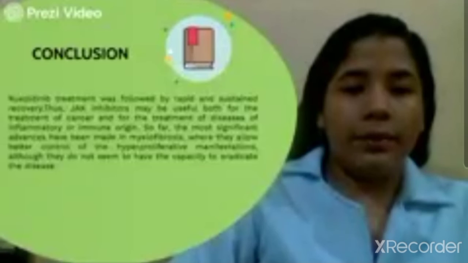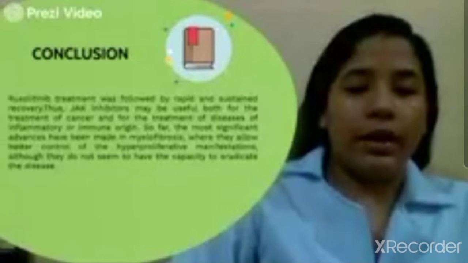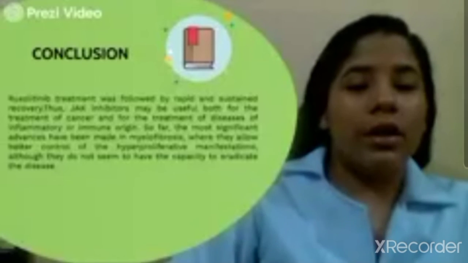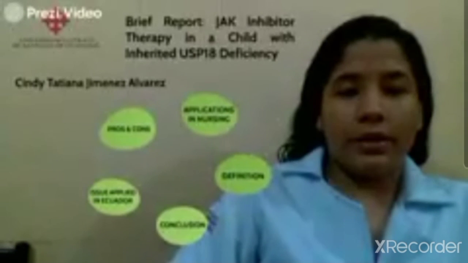Conclusion. Ruxolitinib treatment was followed by rapid and sustained recovery. JAK inhibitors have been made available for the treatment of cancer and the treatment of inflammatory or immune-mediated disease. The most significant approval has been for myelofibrosis, where they also give better control of the hyperproliferative manifestations, although they do not seem to have the capacity to eradicate the disease. Thank you very much.